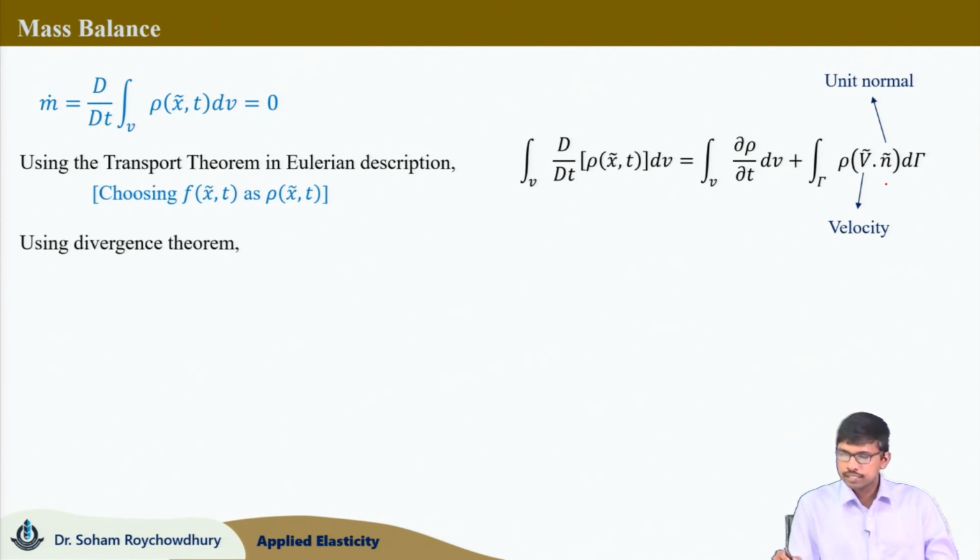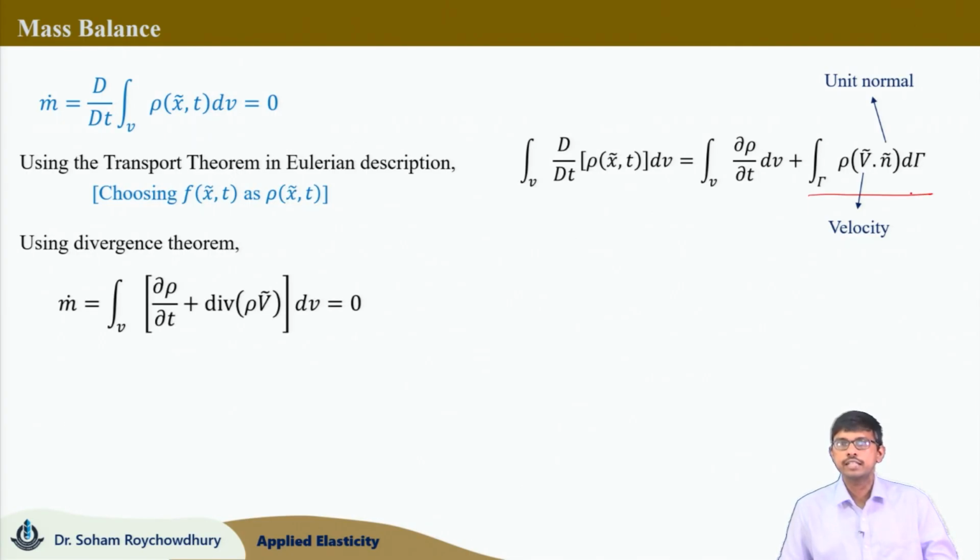Now, using the divergence theorem for the last term, we can convert this last term from a surface integral to a volume integral. That would be this term, integral of rho v dot n d gamma, which becomes the integral over dv of the divergence of rho v. So, whatever is the coefficient of n, the divergence of that would be added, and the d gamma term would be changed to a dv term. A surface integral will be changed to a volume integral if you are invoking the divergence theorem.